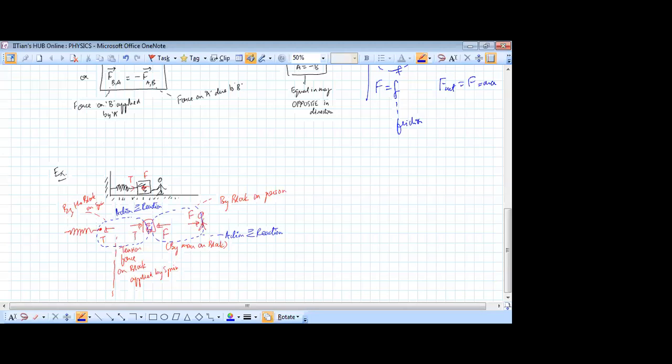So this is the tension acting on, you can see this one is the tension which is acting on the block applied by the spring. And this one is the equal and opposite tension which is acting on the spring because of the block.